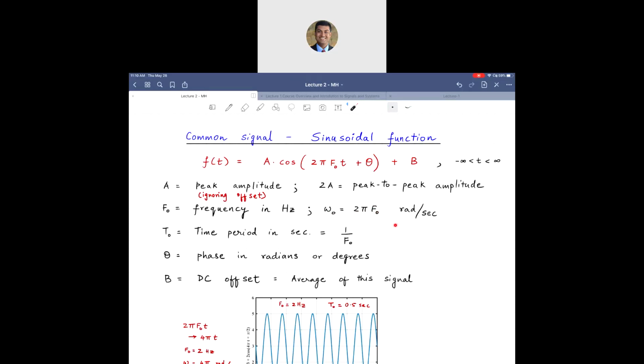Or it's also called radian frequency. T0 is the time period, or simply the period, in seconds. You compute that by taking the reciprocal of frequency. Theta can be expressed in radians or in degrees, and it is the phase of this sinusoid, essentially telling you where that sinusoid begins. B is the DC offset, which is directly related to the average of this signal.